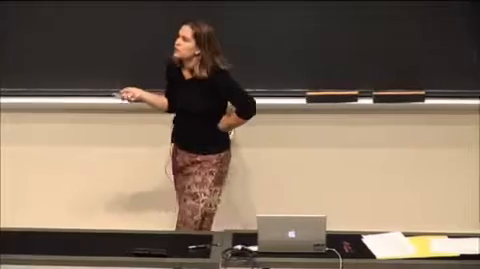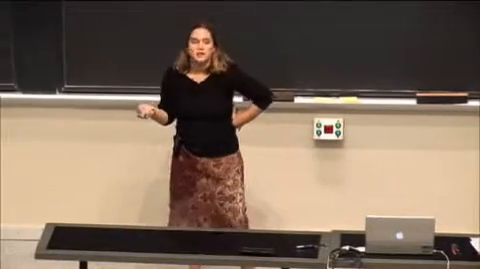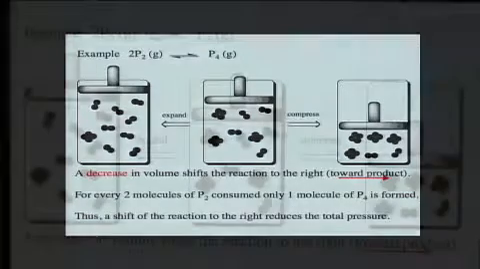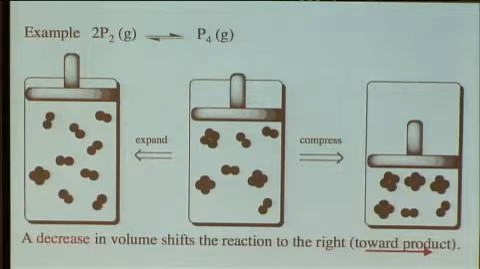So what would be true is that the system is going to respond in such a way to minimize that stress that has been put forward by decreasing the volume, and you're going to try to compensate for that. And in this case, you can compensate by a shift toward products. Why is that? Well, it all has to do with the stoichiometry of this equation up here. So for every 2 moles of reactants, you get 1 mole of products.